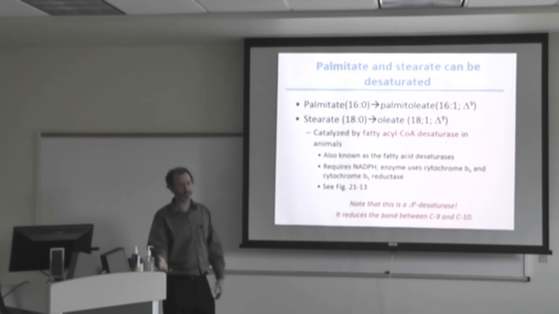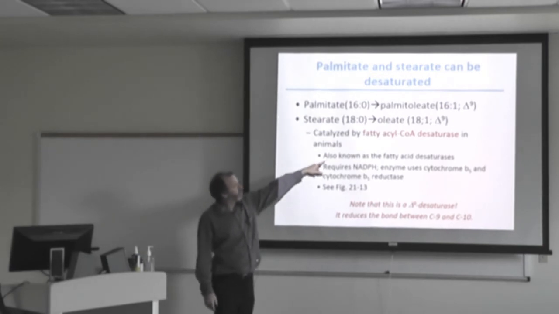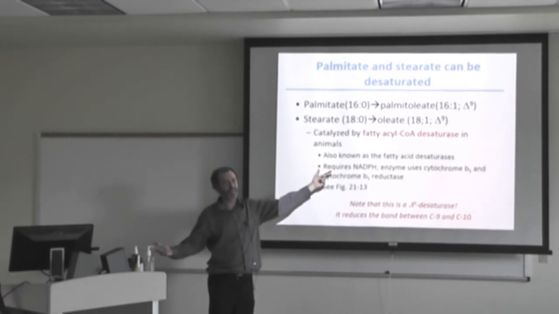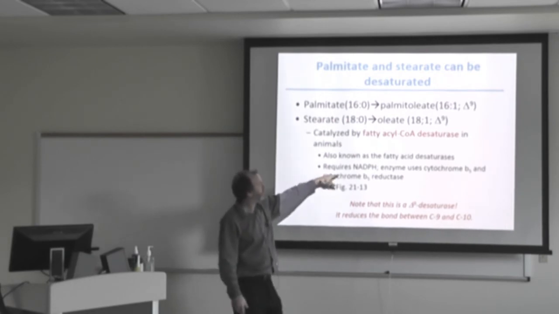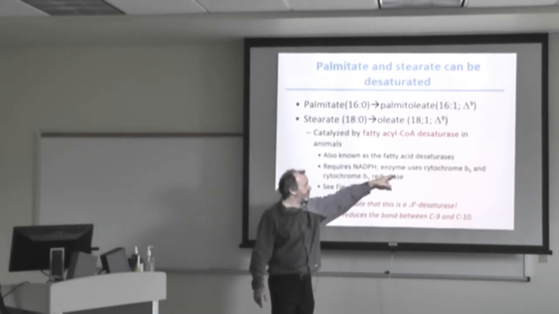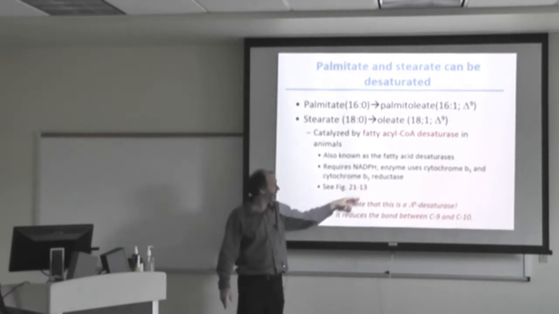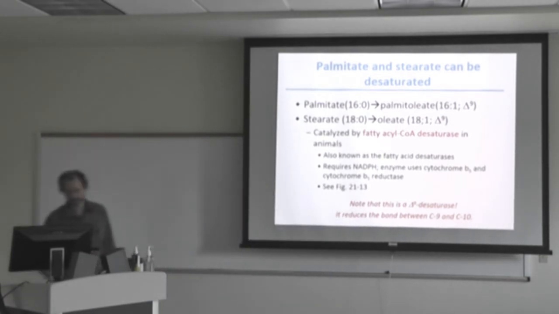And you know what the omega stands for? You've heard of omega 3 and omega 6? That's up from the back of the fatty acid. So also known as fatty acid desaturases. Does make sense as an enzyme name or a class of enzymes. They're desaturases. They remove the saturation. Requires NADPH. Enzyme uses cytochrome B5 and cytochrome B5 reductase. And it's a delta 9 desaturase. It reduces the bond that's between C9 and C10.